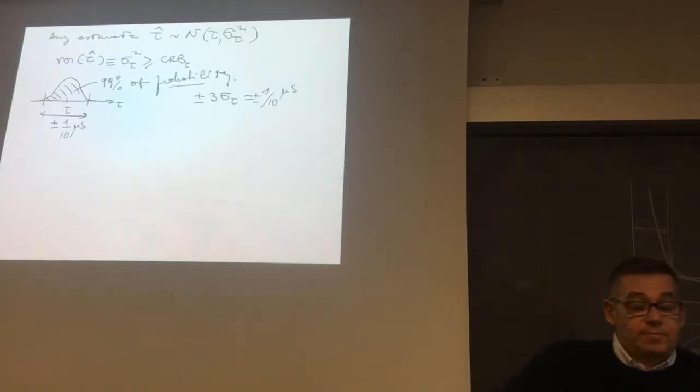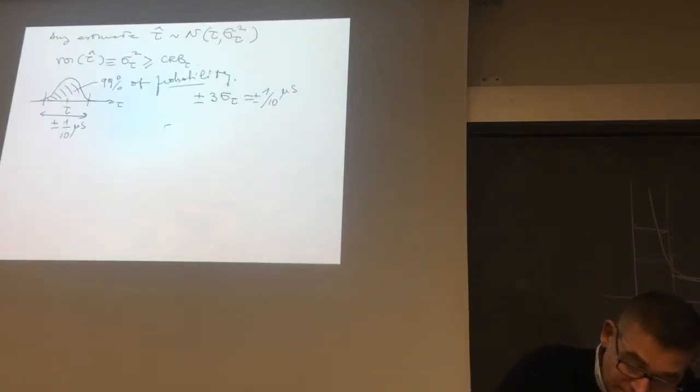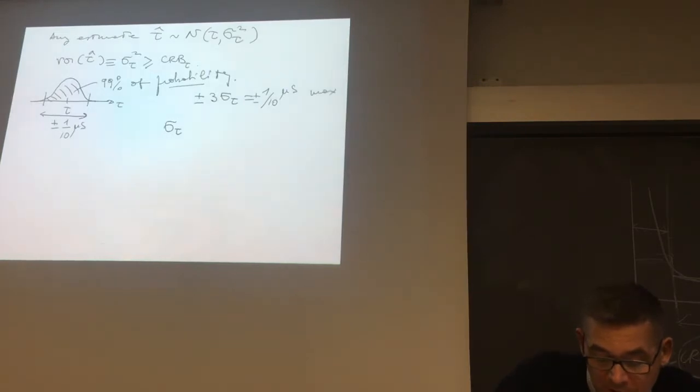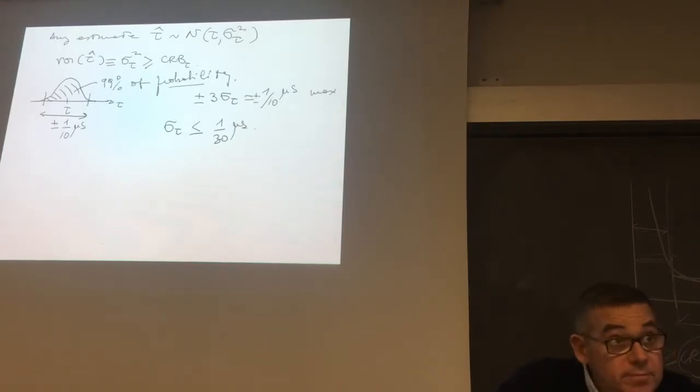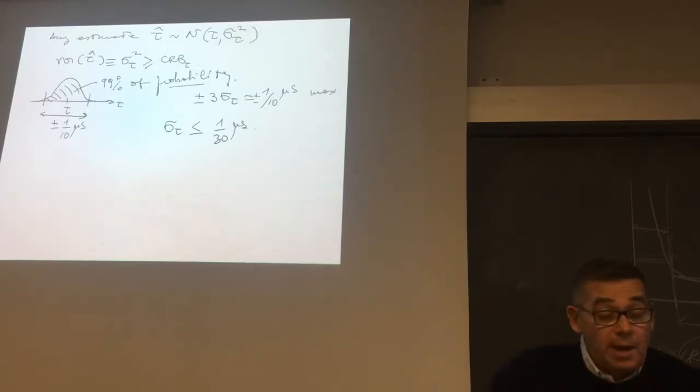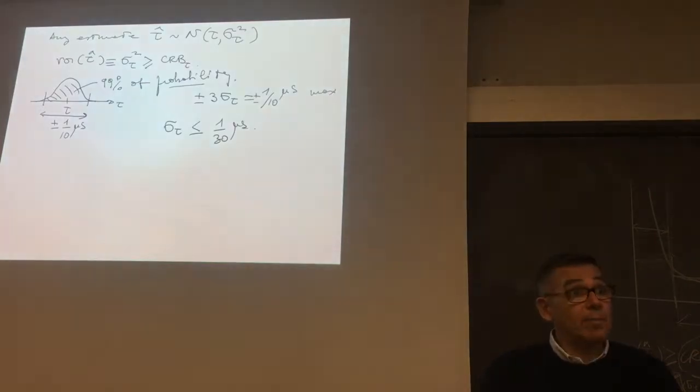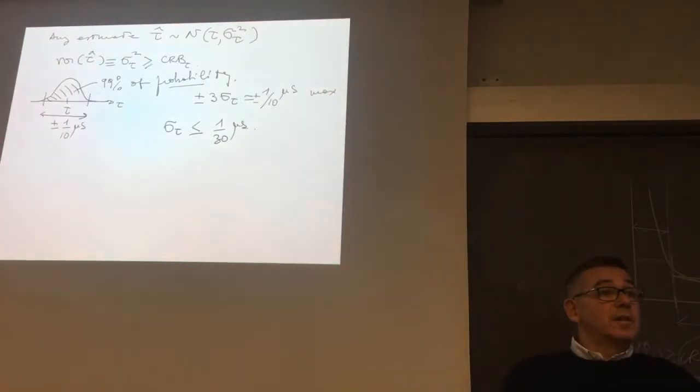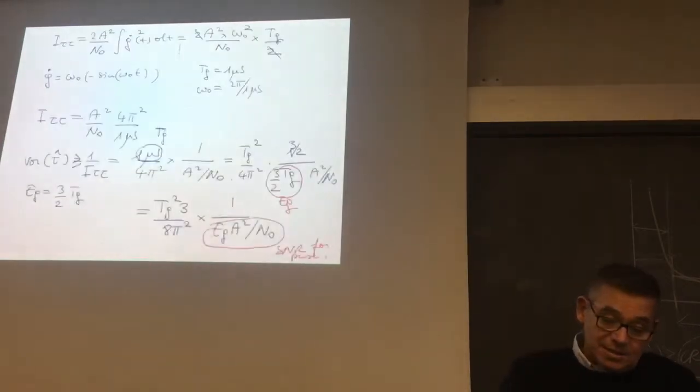This is the statement. So sigma tau, that's the maximum, should be smaller than this, because that's the worst case. So sigma tau should be smaller or equal than 1/30 microsecond. Now, from where do you get the value of 1/10 microsecond? From the text.